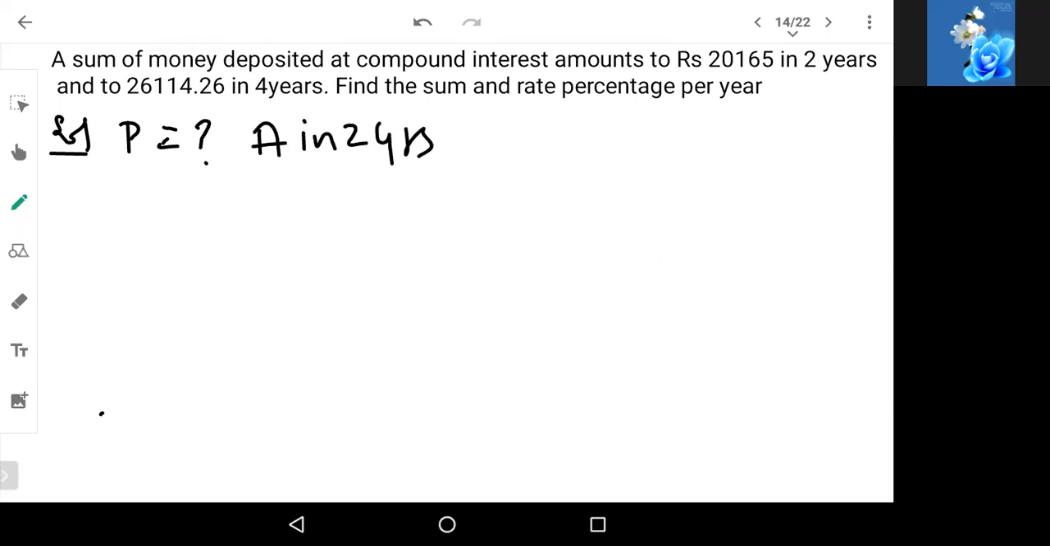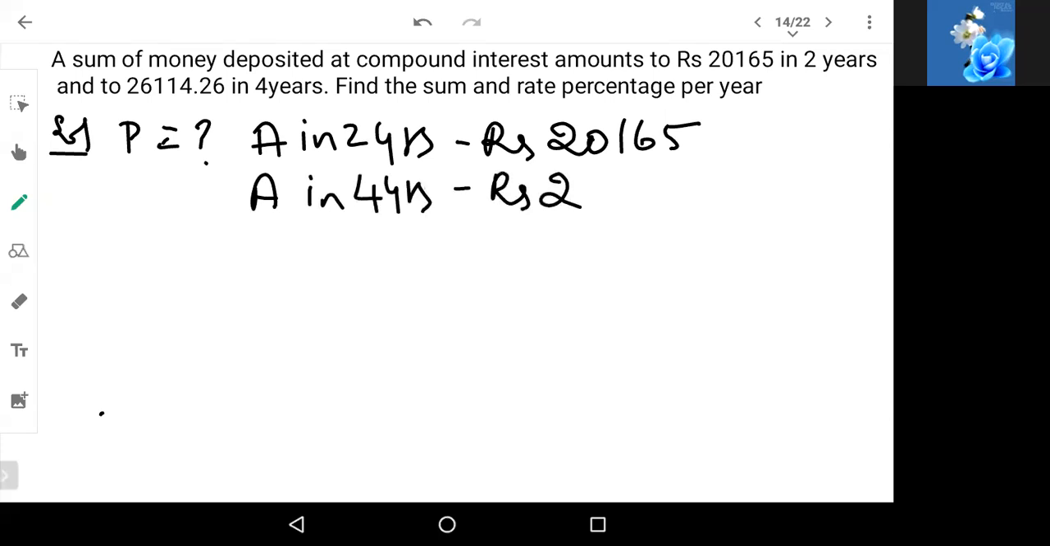In 2 years it is going to become 20,165. In 4 years it is going to become 26,114.26. Okay, and they have also not given the rate of interest. So using these two amounts here, we are supposed to calculate the principal as well as the rate of interest. And understand, this is a compound interest problem, which clearly mentions it. So did you all understand the question?